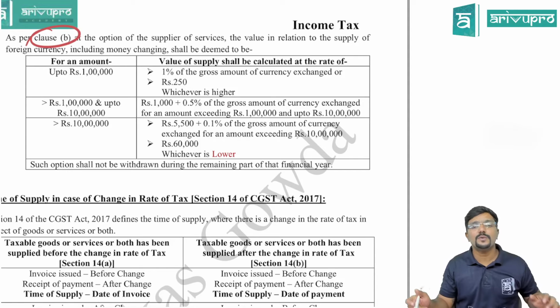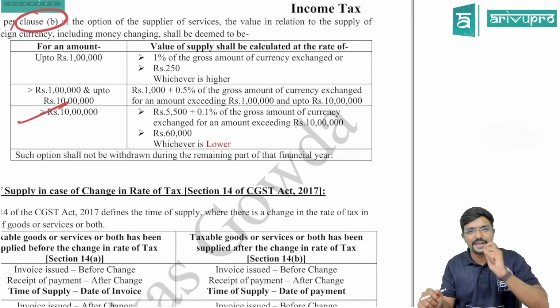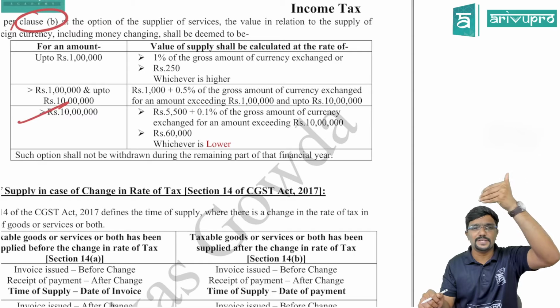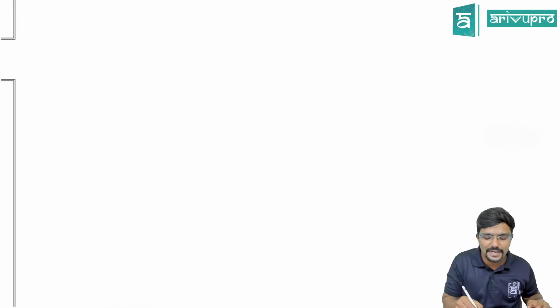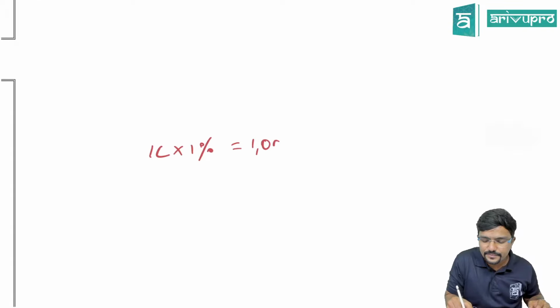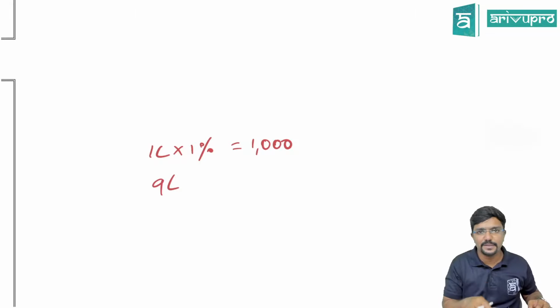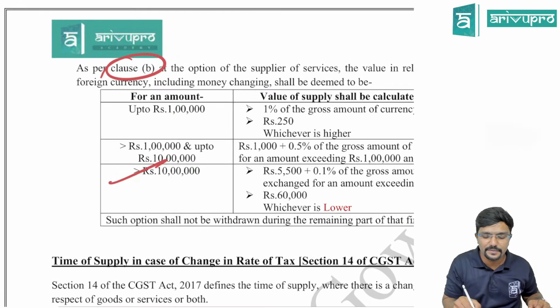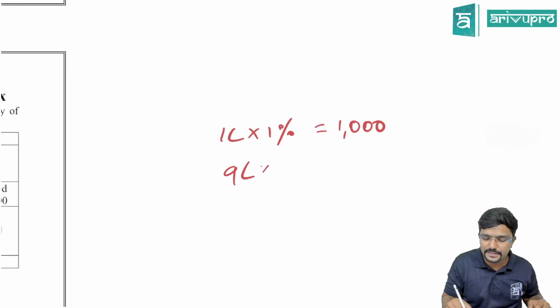So when the gross amount of currency exchange is more than 10 lakh, what is the value of supply? 5,500, which is nothing but up to 1 lakh, 1%, then 1 lakh to 10 lakh. See how that 5,500 also is calculated. On 1 lakh, 1%, 1,000. Then from more than 1 lakh up to 10 lakh, it will come to 9 lakh, the difference between 10 lakh and 1 lakh. What is the percentage? 0.5%.